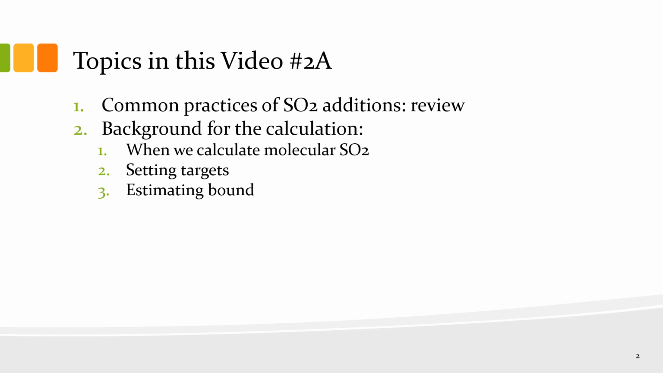I want to review the common practices for SO2 additions and then give some background for calculating the concentration of molecular SO2 in a wine. Calculating the concentration of molecular SO2 will make a lot more sense after the next couple of videos. We're going to start in this video with when we do the calculation, how to set targets for the concentration of molecular SO2, and estimating the amount of bound SO2 for any SO2 addition. That'll make more sense shortly.